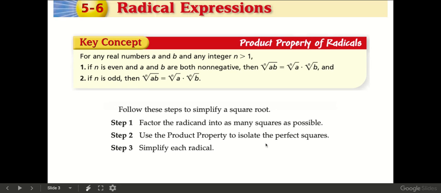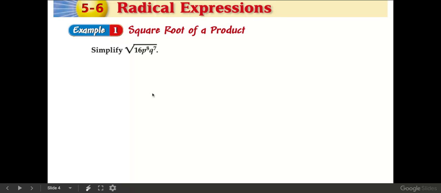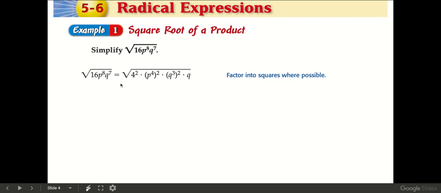You can always follow these steps to simplify a square root. Factor the radicand into as many squares as possible. Use the product property to isolate perfect squares and simplify each radical. So let's look at an example. If I look at the square root of a product, I can break this apart into squares where possible. Well, I know 16 is just 4 squared. I know p to the 8th is actually just p to the 4th squared. And q to the 7th power, I could write as q to the 3rd squared times q, because q to the 6th times q is equivalent to q to the 7th.